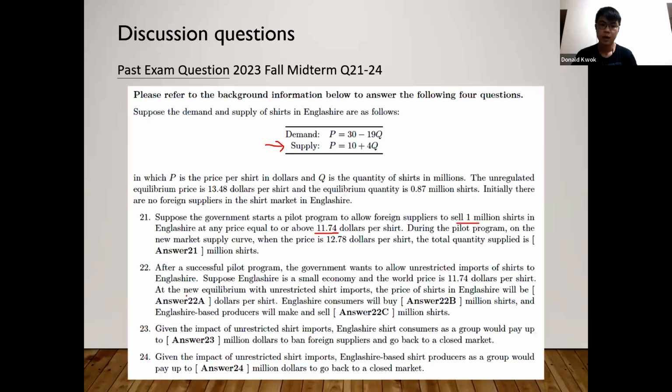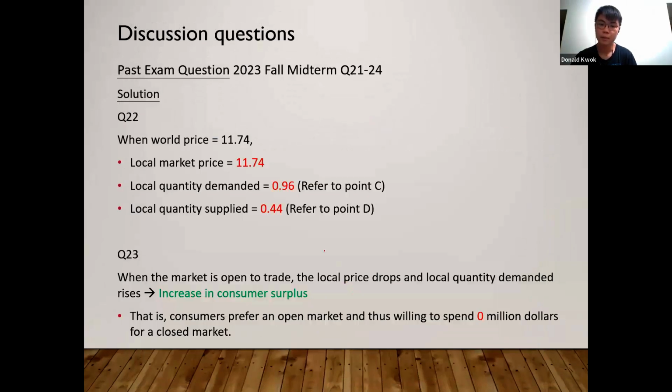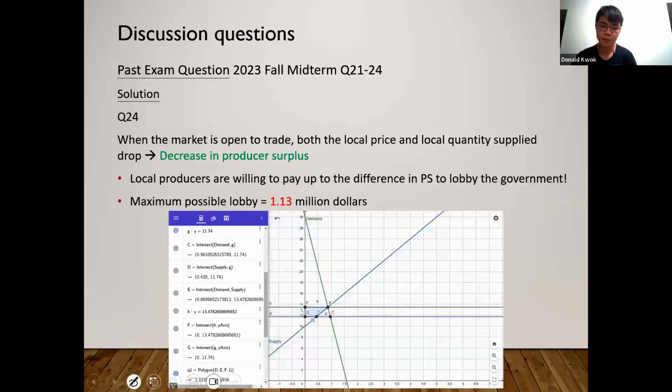Okay, so how about question 22? After a successful pilot program, the government wants to allow unrestricted imports in this small economy. So what will be the market price, the quantity demanded, and the quantity supplied of the local consumers and producers? We know that the world price is 11.74. What does that mean? If the local market price is below 11.74, then the world market is not going to supply any units to this economy. So we just have the local supply.